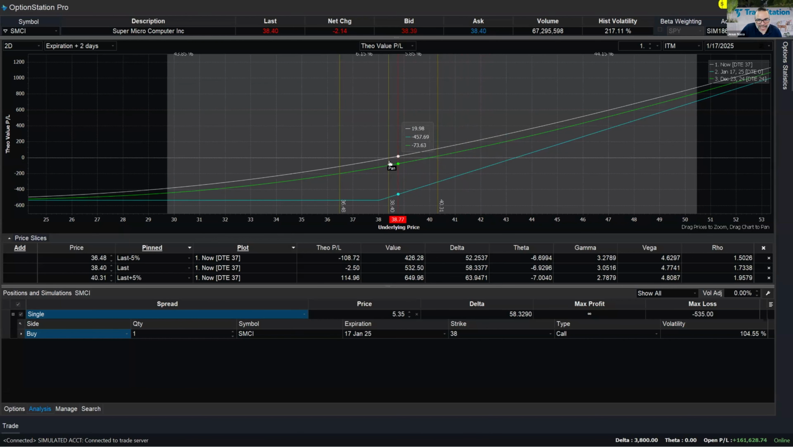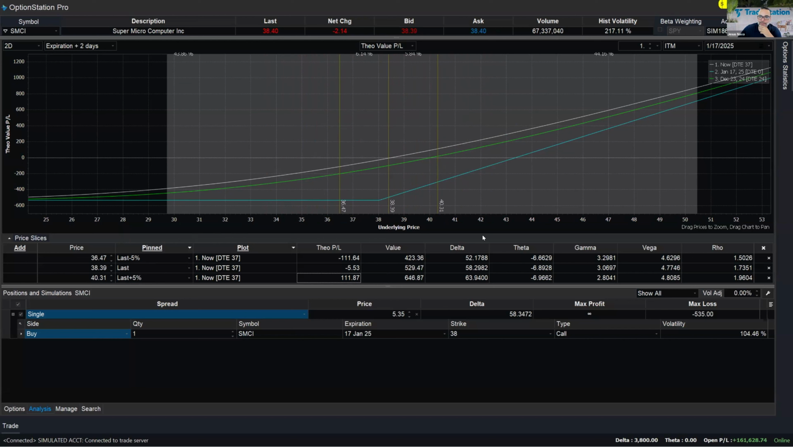So notice that today, the stock only needs to move up a little bit higher for you to be on the profitable side. In fact, if you look at this price slice that says if the price goes up 5% to $40.27, there is a theoretical profit of $112. So that's if it happens today, which is interesting, right? Of course, your plan is to hold this position for a little bit longer.